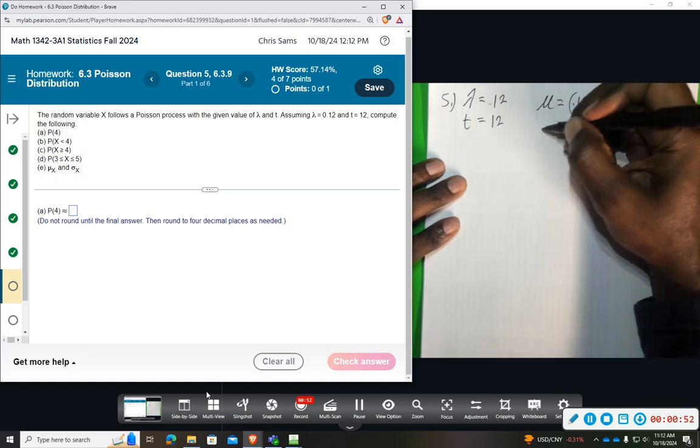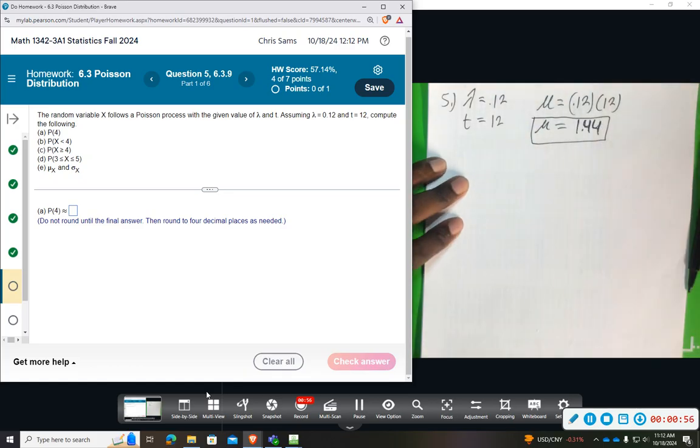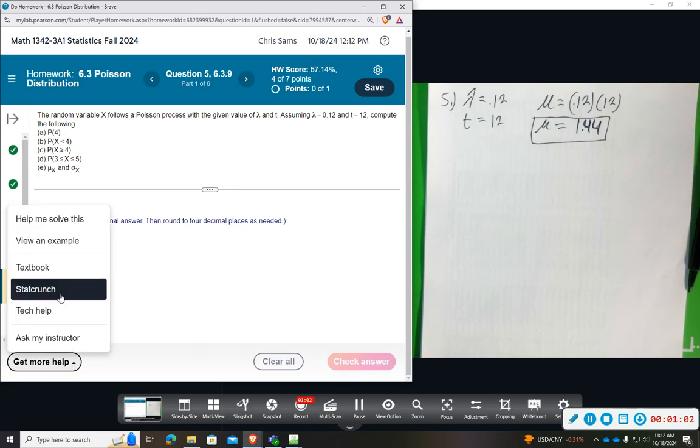So this will be our mean. This is the parameter that we're going to use. So we've got to find our parameter first. Now that we have our parameter, we're going to go to StatCrunch.